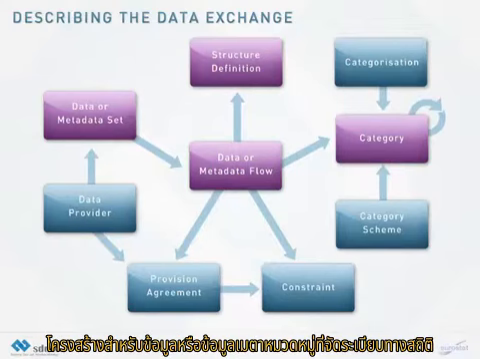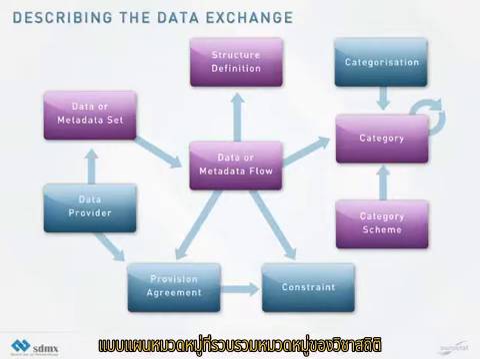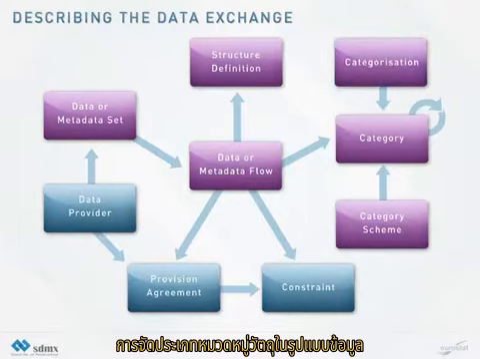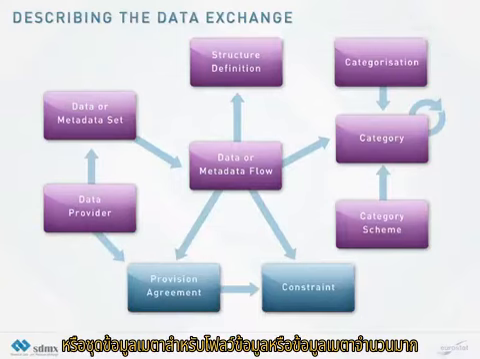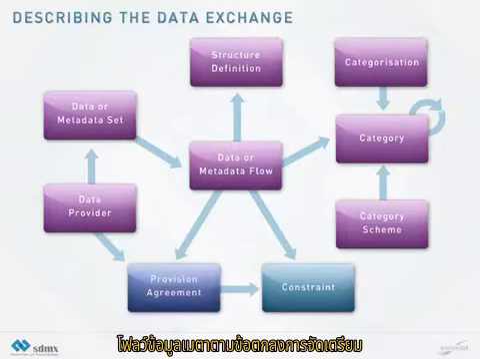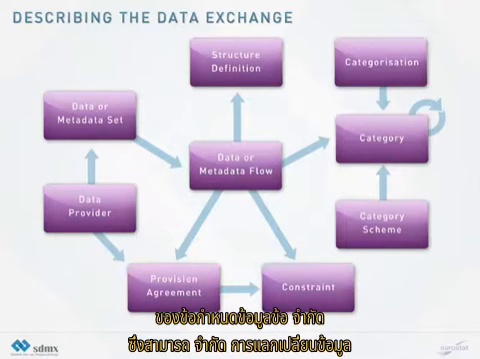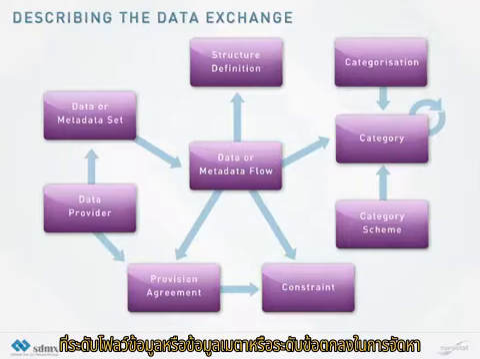The category, which organizes statistical subjects and can have child categories. The category scheme, gathering categories of statistical subjects. The categorization, categorizing objects in the information model. The data provider, who can provide data or metadata sets for many data or metadata flows according to a provision agreement. The provisioning agreement specifies the content of the data provision. The constraint, which can restrict the data exchange at the data or metadata flow level or the provision agreement level.